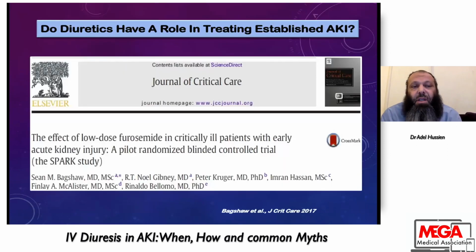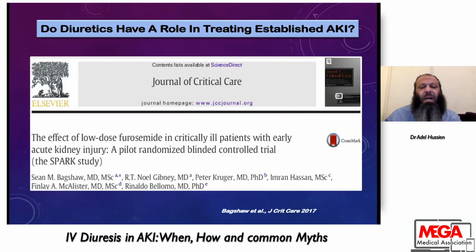There is a question: do diuretics have a role in treating established AKI? Here we are talking about prevention. What about the role of diuretics if you have established AKI? And this was the aim of the SPARK study.